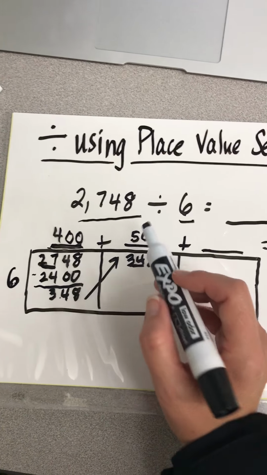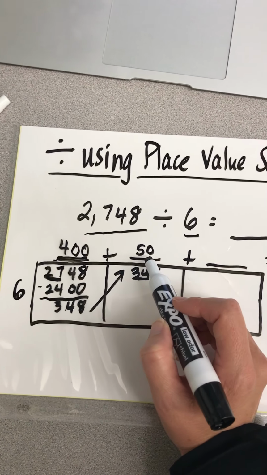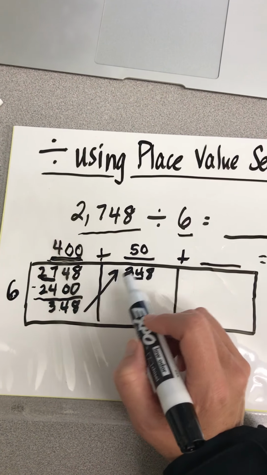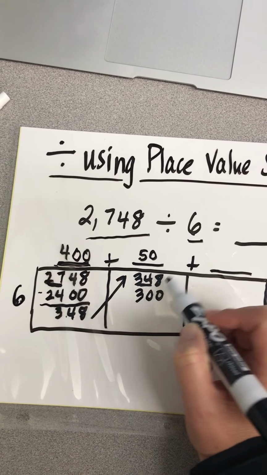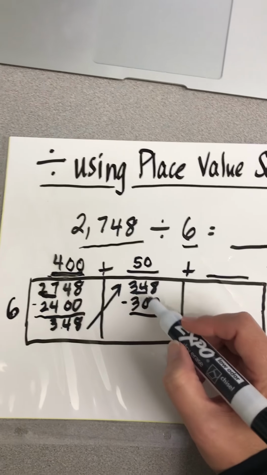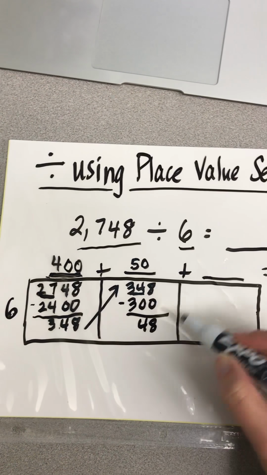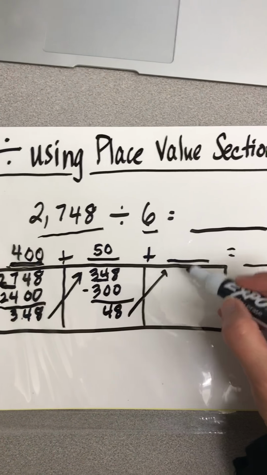And now we're going to go ahead and multiply again to figure out how much we have left over. So how many is 50 6s, and 50 times 6 is 300. So now we're going to go ahead and subtract and figure out what we have left and bring that 48 to the top of the ones box.